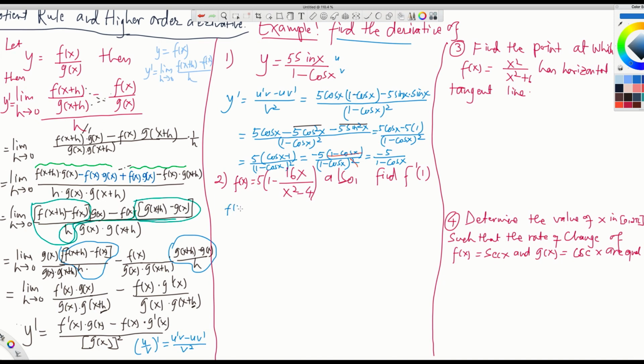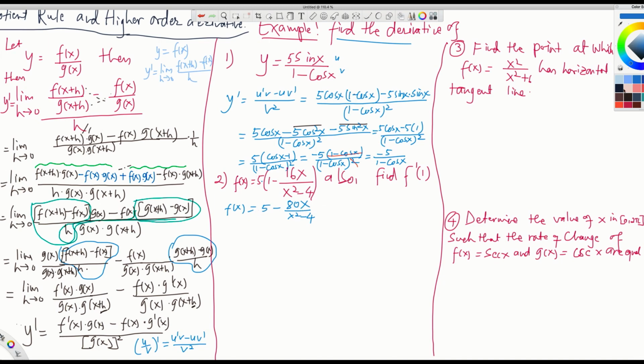So f of x equals, I want to distribute this, 5 minus 80x divided by x squared minus 4. You see that? So why did I do that? Because I don't want to use the product rule here, because this is just a constant. The other thing you can do is pull that constant out and find the derivative of the inside only. That is perfectly fine. Or you can distribute this and then find the derivative. Okay. The first term has the derivative 0.